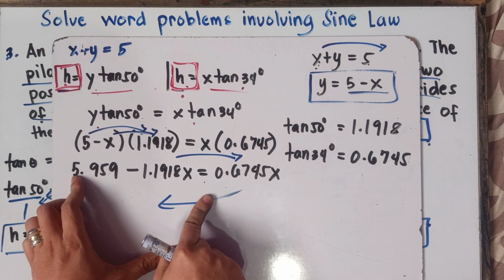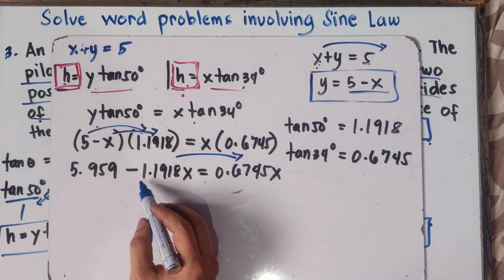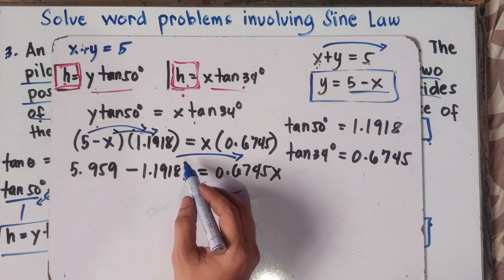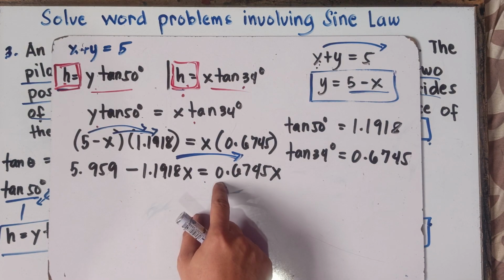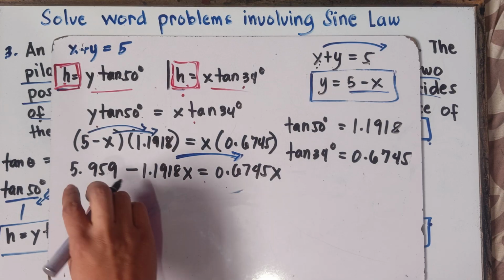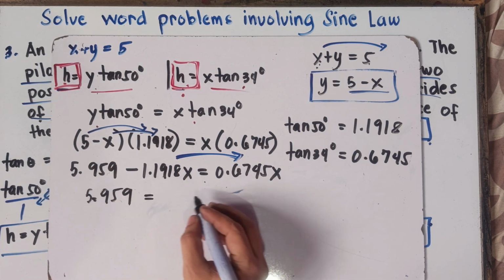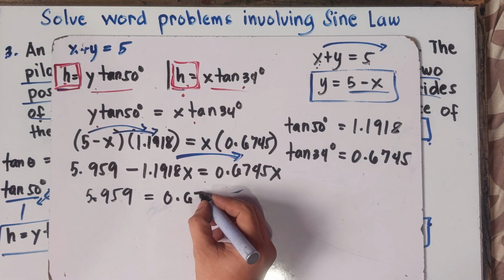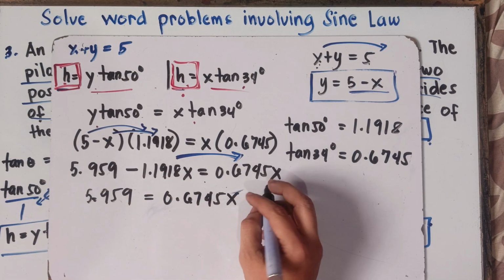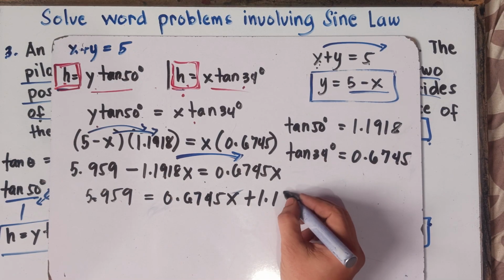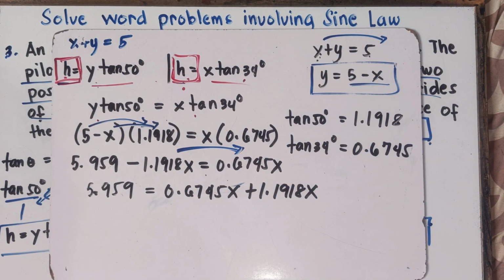Therefore, class, to make these things simple, just simply transpose this negative 1.1918x from left to right, and it will become positive because this is negative. Once you transfer, it will become positive. So simply copy this one, 5.959 is equal to 0.6745x. Transpose this one. This is negative, it will become positive 1.1918x.